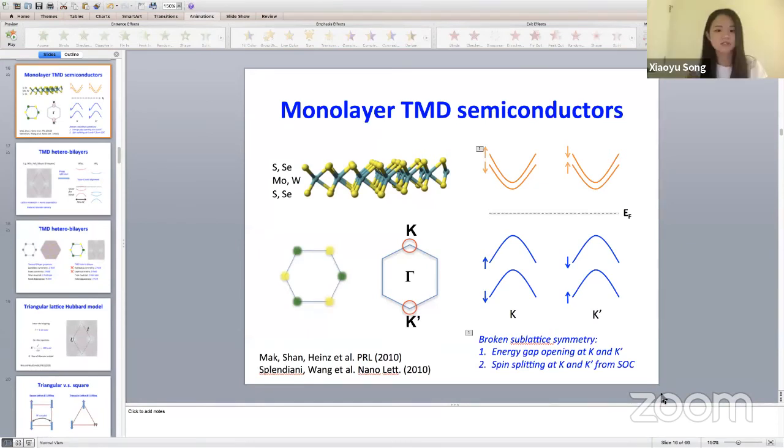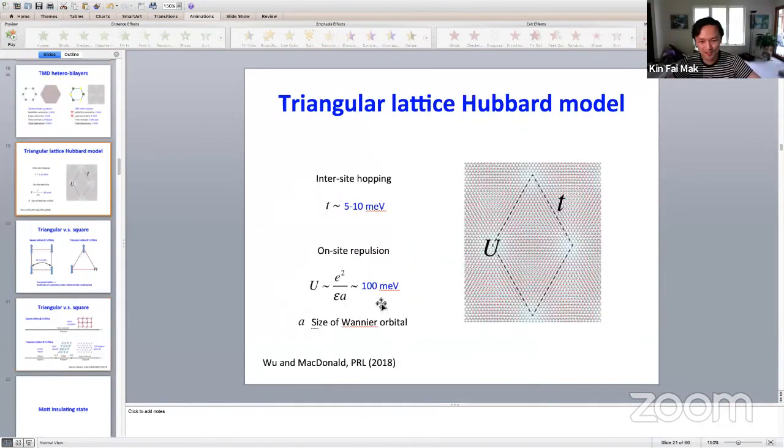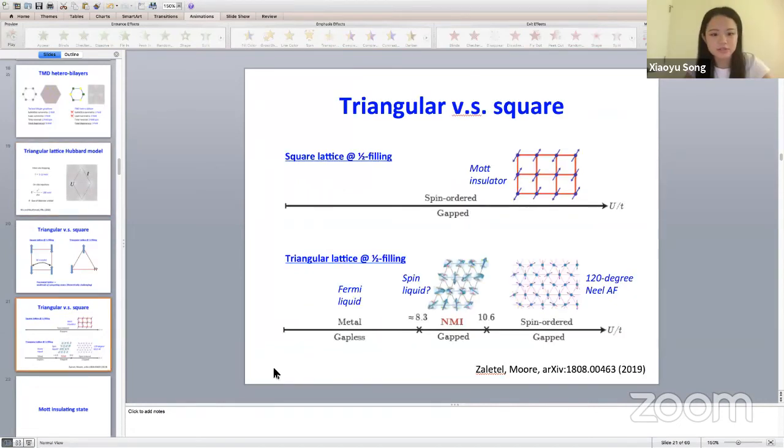Okay, thank you. And the next question from Chen Li. How can one experimentally tune U over T to access the spin liquid phase? I guess we have just discussed that. One potential is just to tune the epsilon here, right? Yeah. Okay, and thank you. And the next question from Pavel.